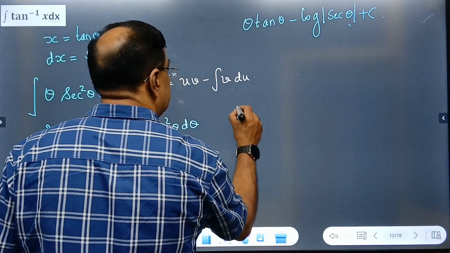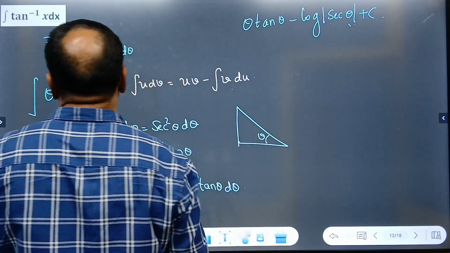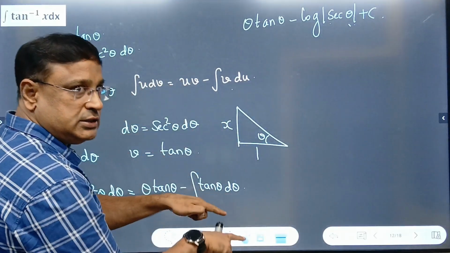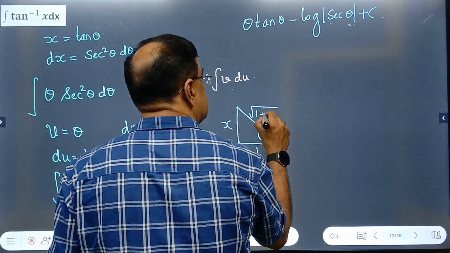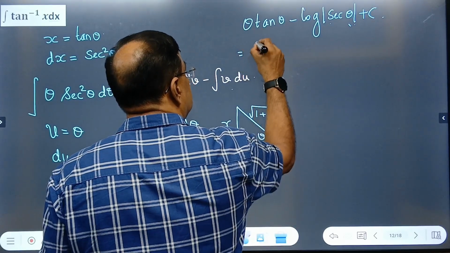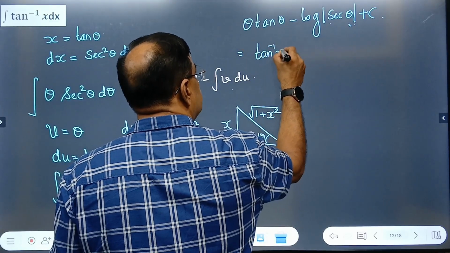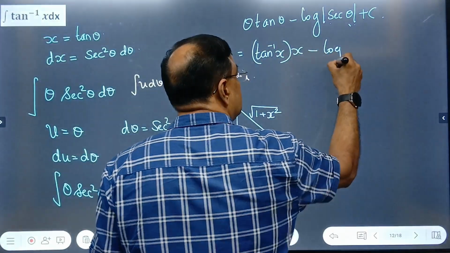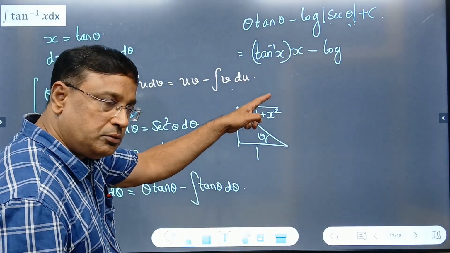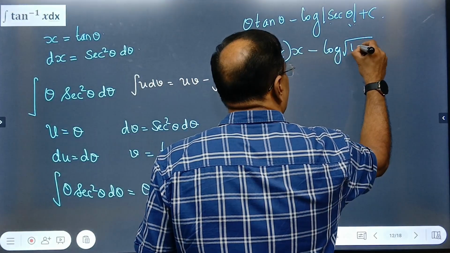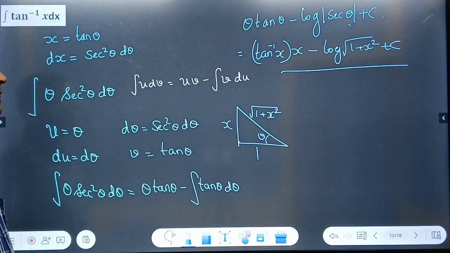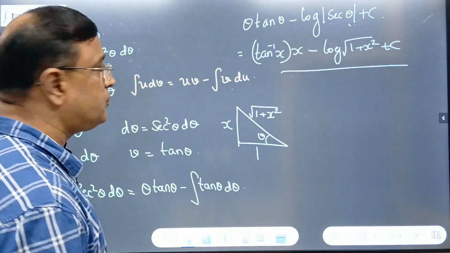Now draw the triangle. What was my substitution? x equals tan theta, that is x by 1, opposite by adjacent. By Pythagoras theorem, the hypotenuse is root of 1 plus x square. So theta will be tan inverse of x, and tan theta will be x, minus log of secant theta. Secant theta is hypotenuse by adjacent, so root of 1 plus x square, plus c. Very simple and straightforward. Don't forget this: substitution makes things a little easier. Now let's go to the next question.